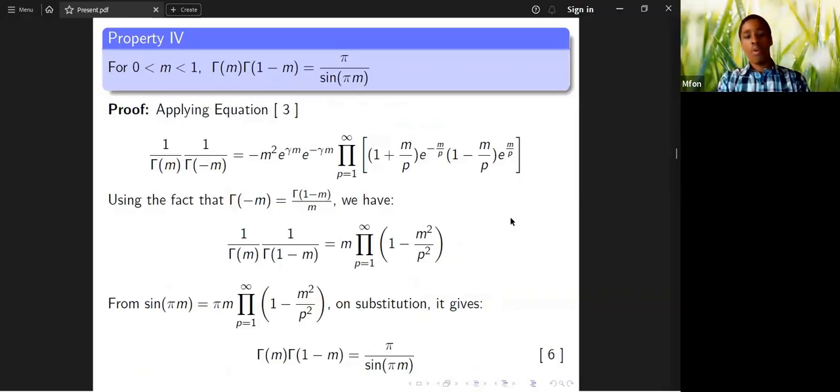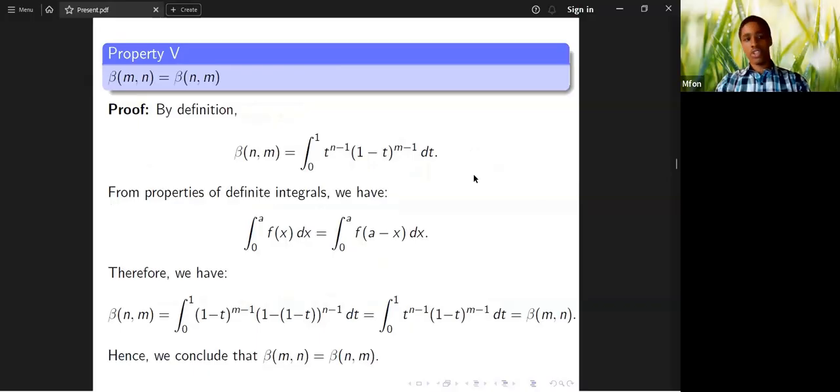When we plug in this value into the Weierstrass formula, we get the following equation. So we now have to replace gamma of minus m with gamma of 1 minus m over m. Solving, we get m times the infinite product from p equals 1 to infinity of 1 minus m squared over p squared. Then we know the fact that sine pi m equals pi m times the infinite product from p equals 1 to infinity of 1 minus m squared over p squared. Then on substitution, it gives our required value.